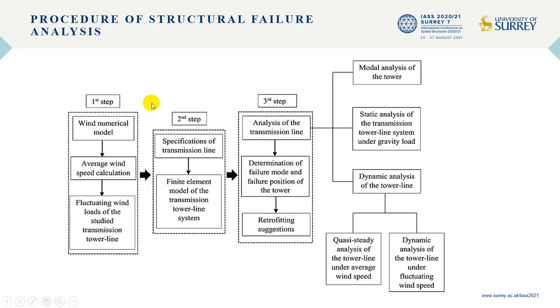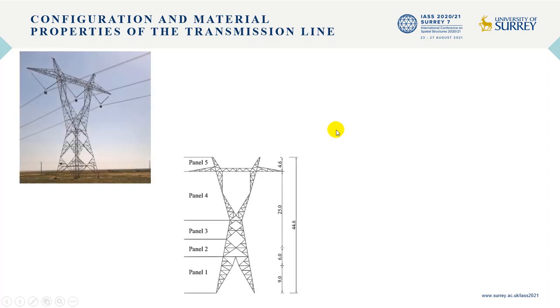Failure analysis of the transmission line has three steps. In step 1, wind load was numerically modeled. The structure was modeled in the second step by finite element method. The third step is analysis of the transmission line with a three-step analyzing method. The result of this step was used for defining failure modes of the tower and suggesting a suitable retrofitting method.